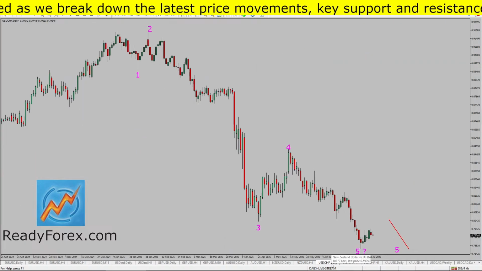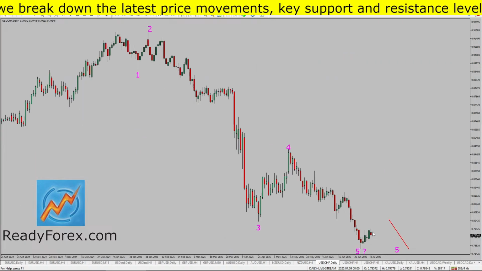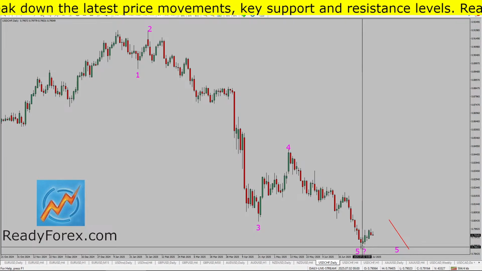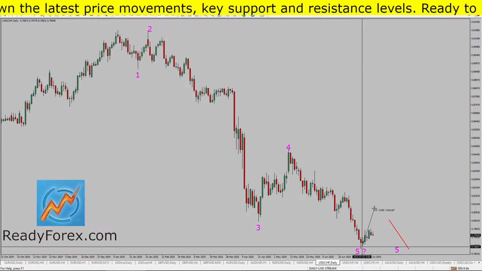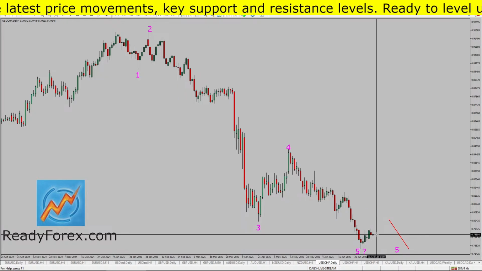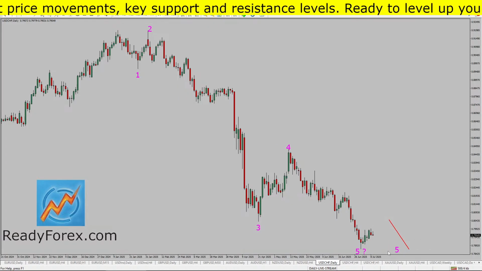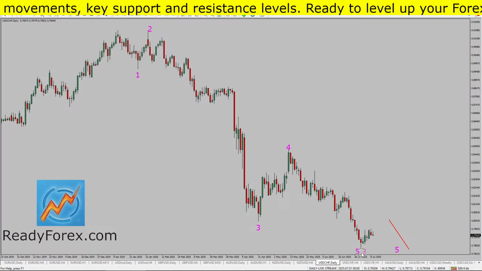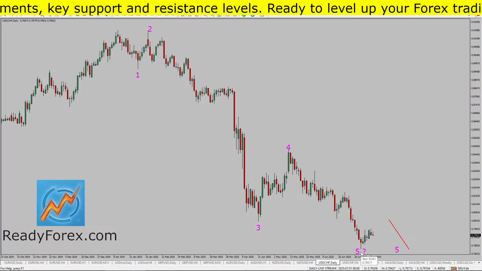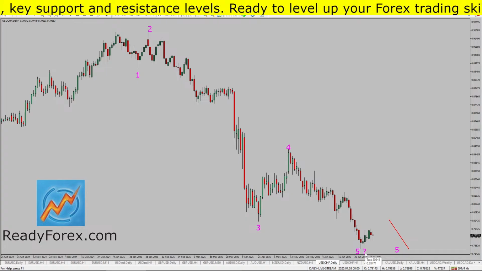Okay, next one is the US dollar Swiss franc, USDCHF currency pair. We got a little bit of a pullback type scenario over here, and I think the market is going to drop after that. I have put up a question mark over here. Maybe the wave number 5 looks complete, maybe it's not complete.